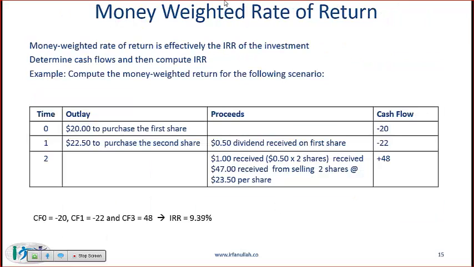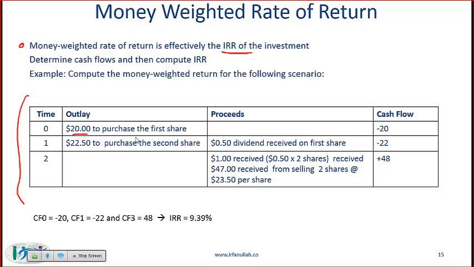All right, money weighted rate of return. The most important point to remember here is that money weighted rate of return is essentially the IRR of an investment. You determine all the cash flows, plug those cash flows into the calculator, and you get your IRR. But the cash flows need to be at equal periods, right? Let's say, just for simplicity, that cash flow is happening every year, as is the case over here.